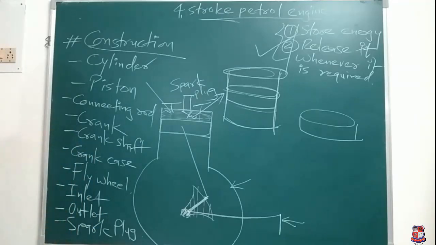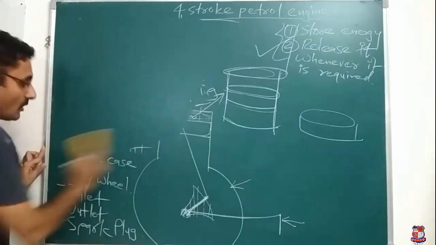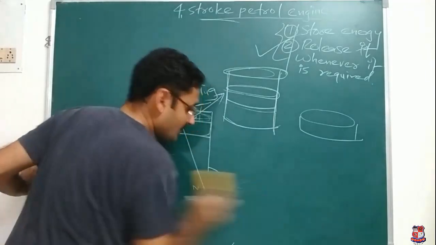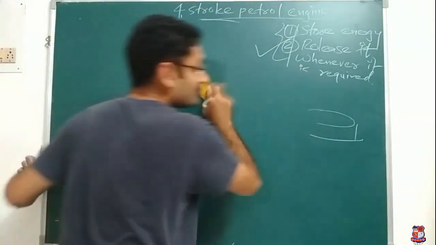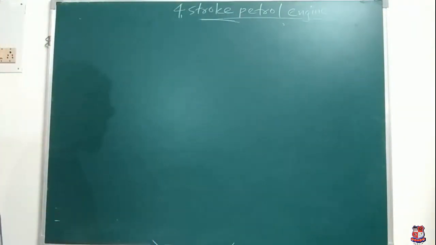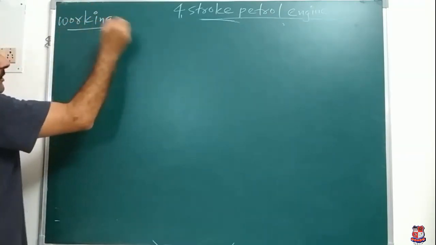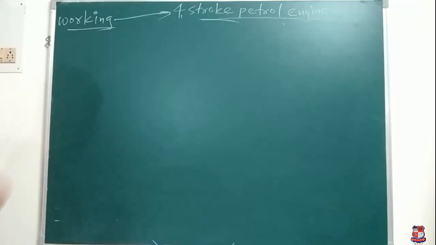Now our important part, which is what? Working principle of four-stroke petrol engine. If you are able to understand the working principle of four-stroke petrol engine, then automatically you can understand the working principle of four-stroke diesel engine. So concentrate properly, because once one topic is done, automatically the second topic you are capable of understanding by yourself. Few differences are there, those differences I will say, and then you can understand properly. So now we'll start with working of four-stroke petrol engine.